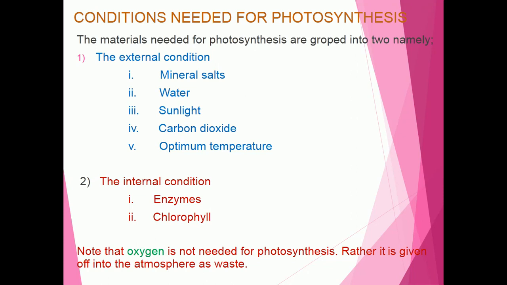Now we also have the internal conditions. We have the enzymes, we have the chlorophyll. Enzymes and chlorophyll are found within the plant. The chlorophyll is a pigment that is responsible for the green coloration in plants, and it is the one that also traps the energy from the sun. Now note that oxygen is not needed for photosynthesis, rather it is what is released into the atmosphere. It is given off into the atmosphere as a waste. See?